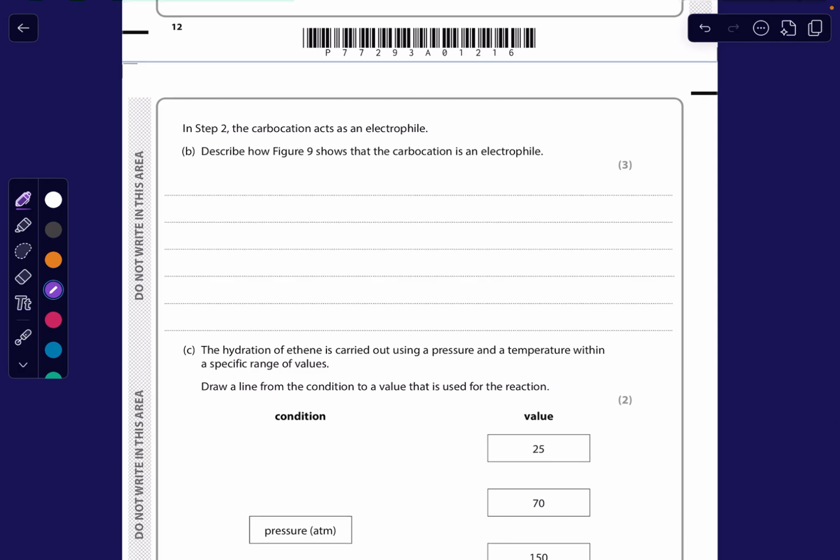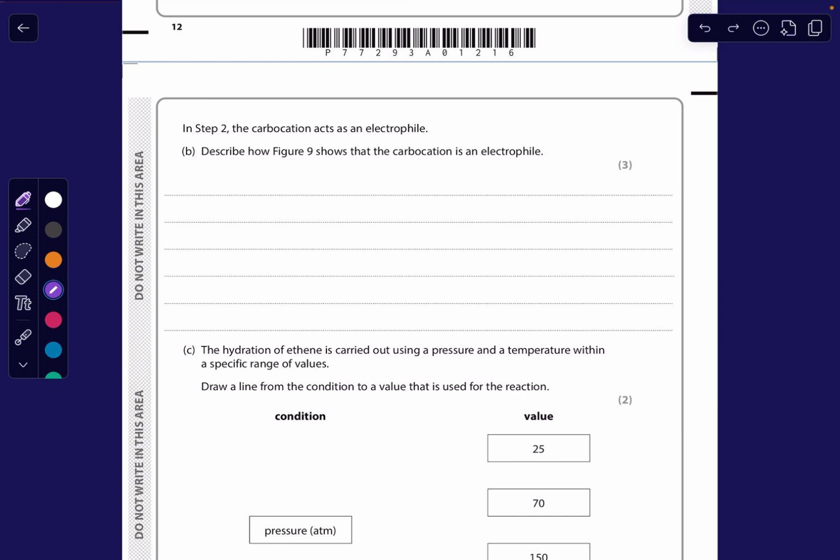This question, in step 2, the carbocation acts as an electrophile. Describe how figure 9 shows that carbocation is an electrophile. Now, when I first read this question, I thought this is actually a fantastic question for you guys to link the information that you know between carbocations and electrophiles. The fact that it wants 3 marks from this, though, confused all of us. It's very, very difficult to explain this in 3 marks. And I believe when I attempted this, I got 2 of the 3 marks because the 3rd mark is almost nonsensical.